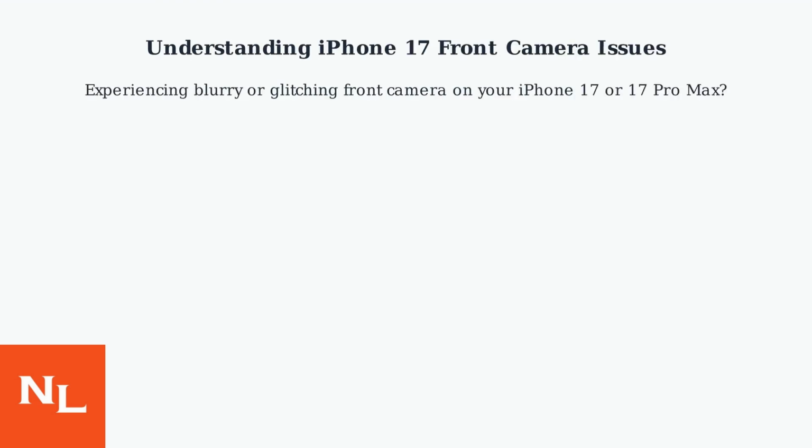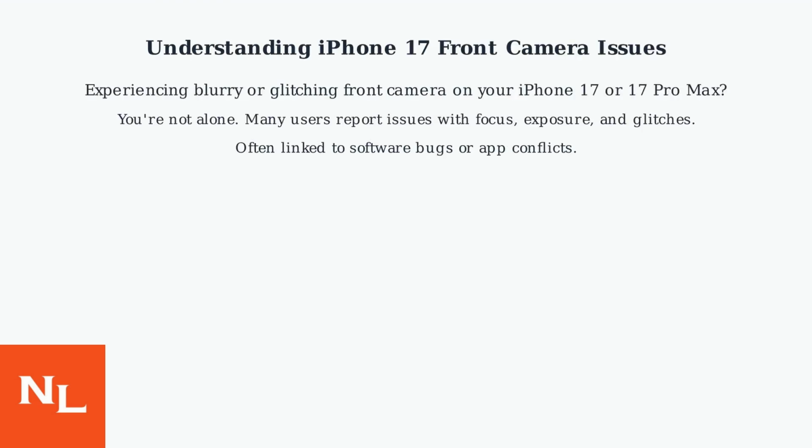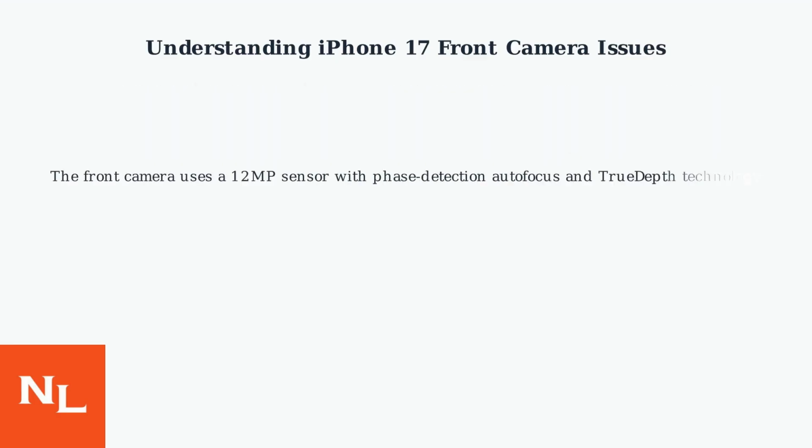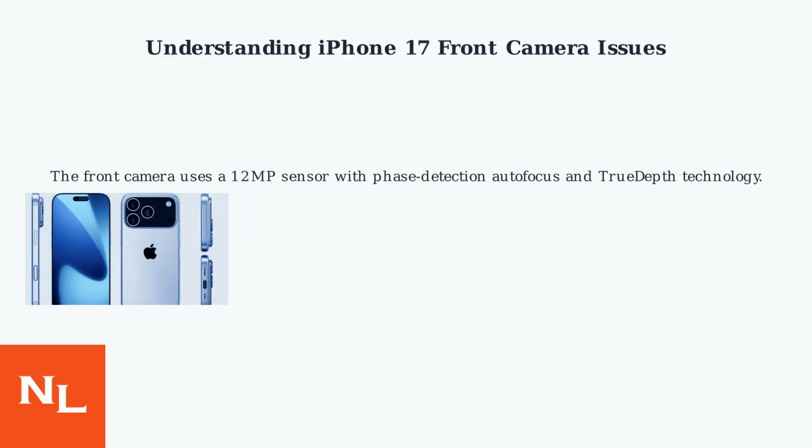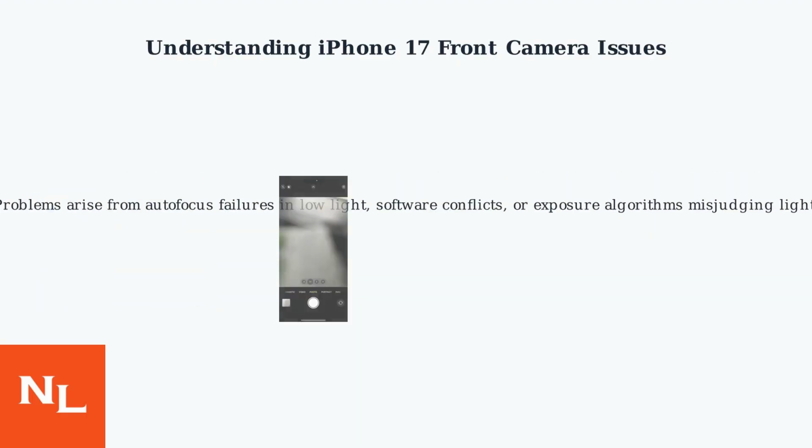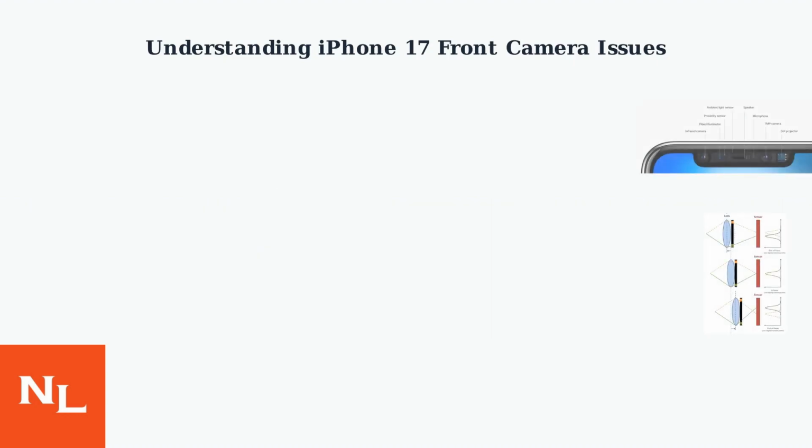Experiencing blurry or glitching front camera on your iPhone 17 or 17 Pro Max? You're not alone. Many users have reported issues with focus, exposure, and glitches, often linked to software bugs or app conflicts. The front camera system uses a 12 megapixel sensor with advanced features like phase detection autofocus and TrueDepth technology. Problems often arise from autofocus failures in low light, software conflicts affecting the camera, or exposure algorithms misjudging light. Let's dive into how to fix these issues.